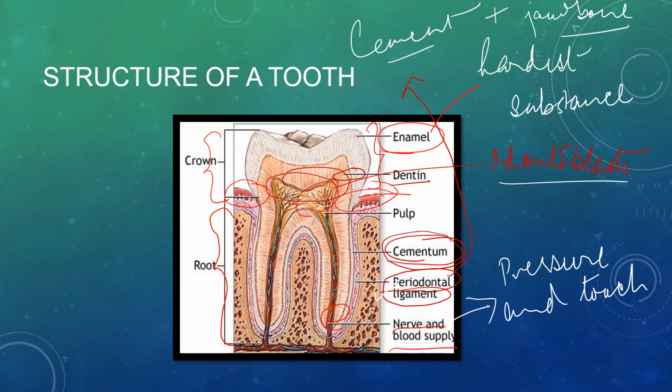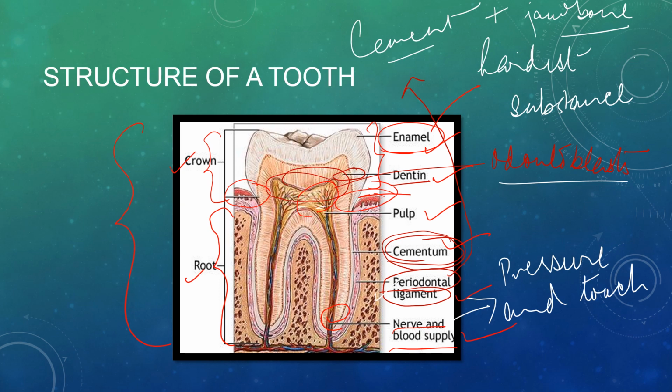So this is the function, and this is the overall structure of a tooth with its diagram and all the parts I have told you, with their functions. So crown, root, enamel, dentin, pulp, cementum, periodontal ligament, nerve and blood supply. These are the complete structure of a tooth with all its parts. Is it clear? Till this part, if you have any doubts, just write in my comment box so that I can clear it up.